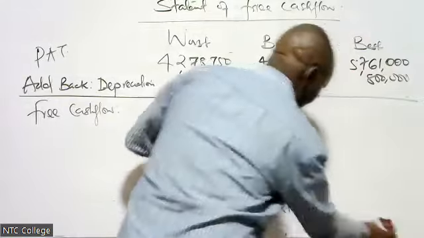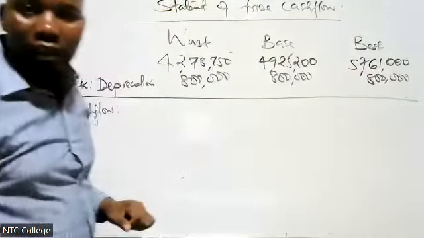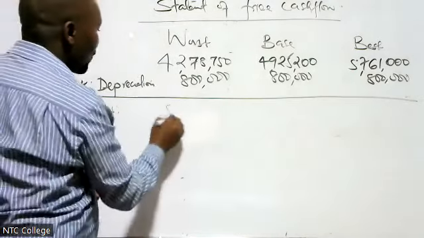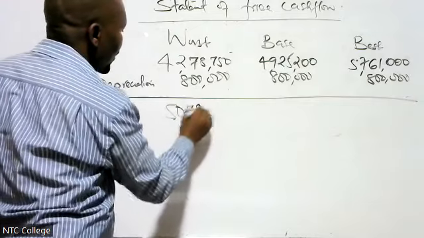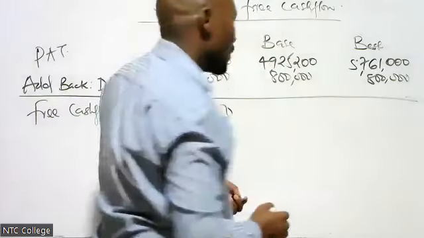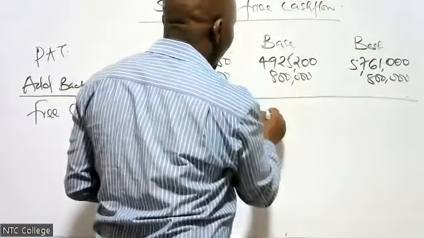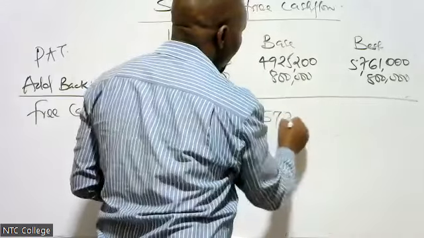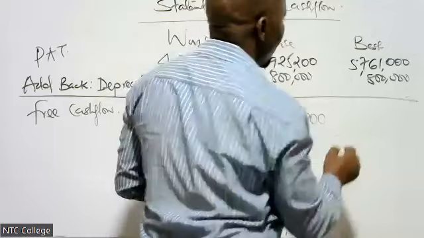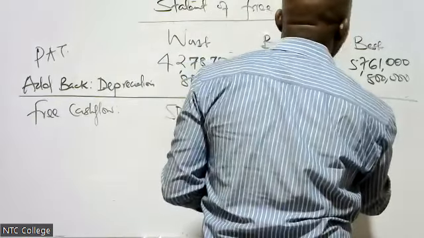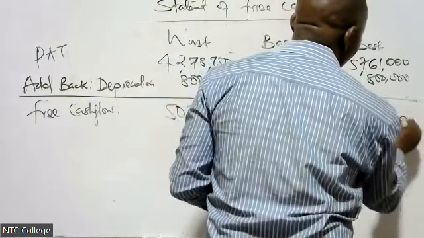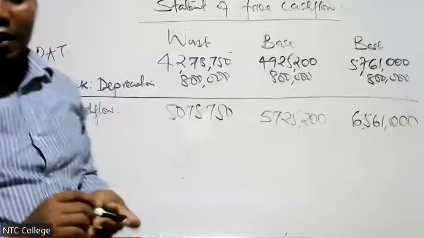So tell me what you're getting. The first one is 7, 5. This one looks like 50,78,750. And then we have this one, looks like 57,25,200. And then this one looks like 6,561,000. Kindly confirm if those are the figures.